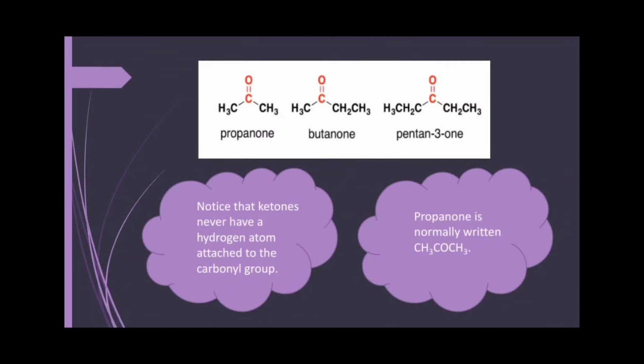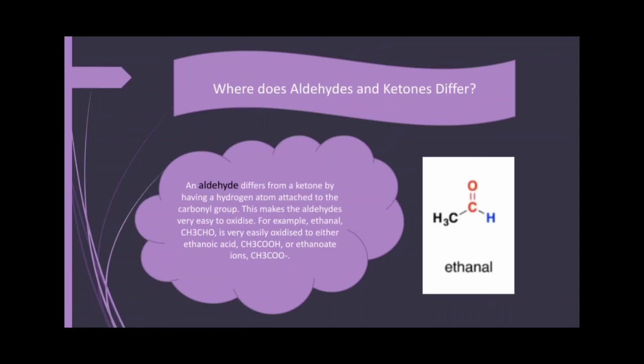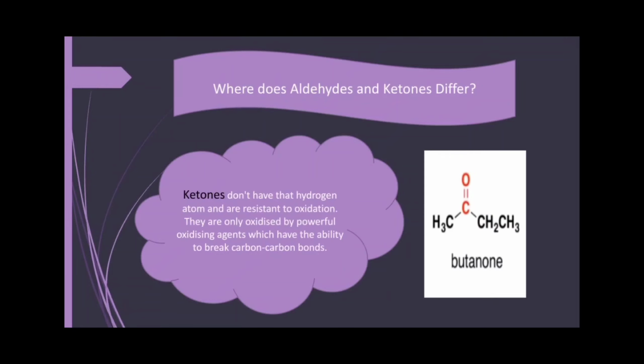Propanone is normally written as CH3COCH3. Where do aldehydes and ketones differ? An aldehyde differs from a ketone by having a hydrogen atom attached to the carbonyl group. This makes the aldehydes very easy to oxidize. For example, ethanal, CH3CHO, is very easily oxidized to either ethanoic acid or ethanoate ions.